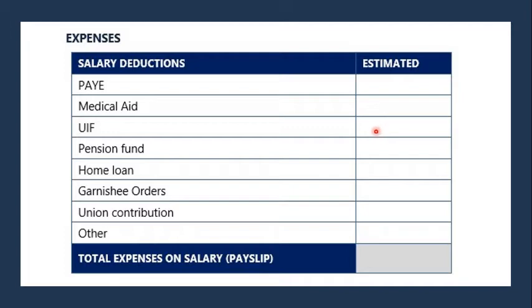UIF, pension fund. I know that your company contributes, but so do you if you have this. Home loan. Now here, the home loan will only be applicable if your company deducts it for you. Garnishee orders, any court orders for accounts you do not pay, like a debit order then. Union contribution, any other. Then total expenses on your salary, which also appears on your payslip.